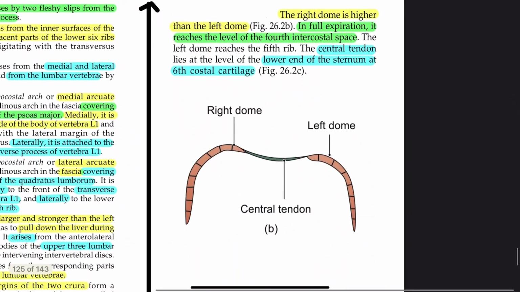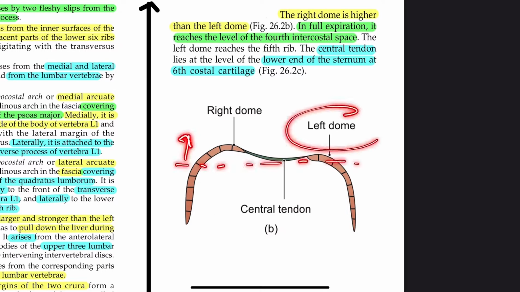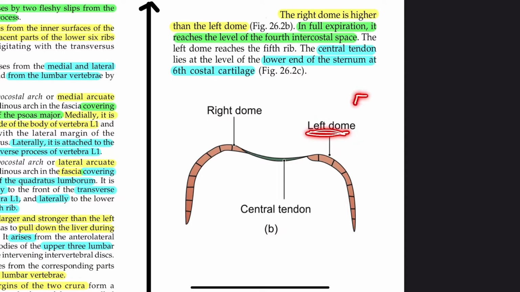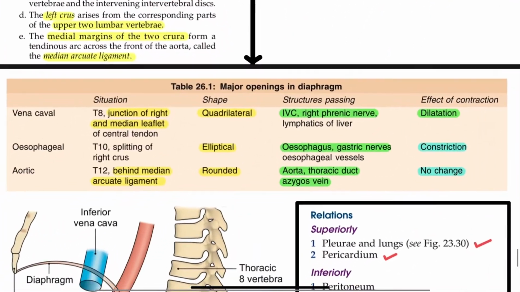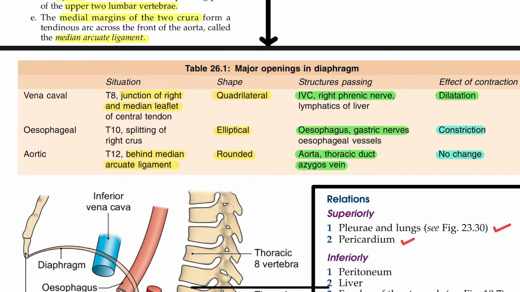Okay. Now if we talk about the two domes of the diaphragm, the right dome, as you can clearly appreciate in this picture, is higher than the level of the left dome. In full expiration, it reaches the level of the fourth intercostal space, but the left dome reaches the level of the fifth rib. Okay. Now again, let's revise the major openings, how they are formed, the shape of them, and the major structures passing through them.